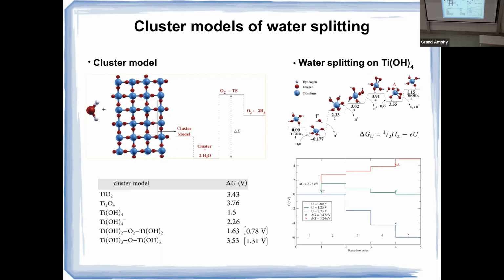If we don't apply any voltage, or we don't have energy supplied by, for example, sunlight, this energy path is always uphill. So it will never happen spontaneously. And then there's a minimal energy that you have to give to the system in order for the water splitting reaction to proceed.